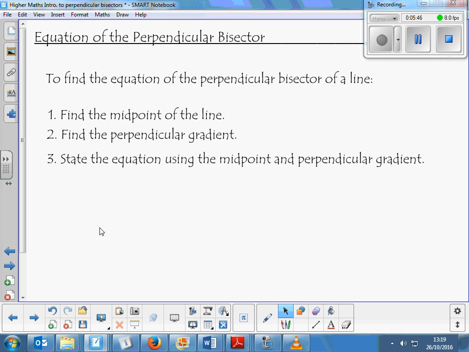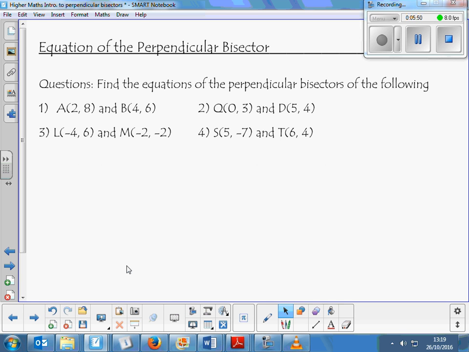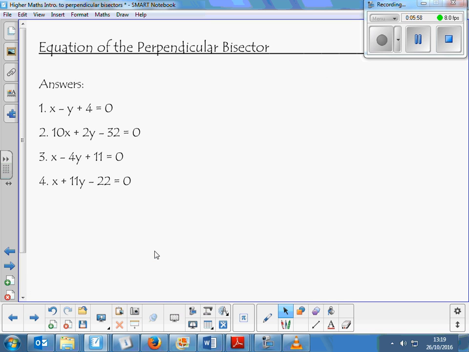So what I'm going to do now is give you some questions to try. So these ones here, give them a go, and I'll reveal answers on the next page. So pause just now to do the questions. Okay, so here are your solutions to the questions. They can be in any form. I've written them in the general form of the equation of a line, but you can write them as y equals x plus 4 if you want as well. That's perfectly fine, as long as you've simplified the whole numbers. So check your answers and see how you did.